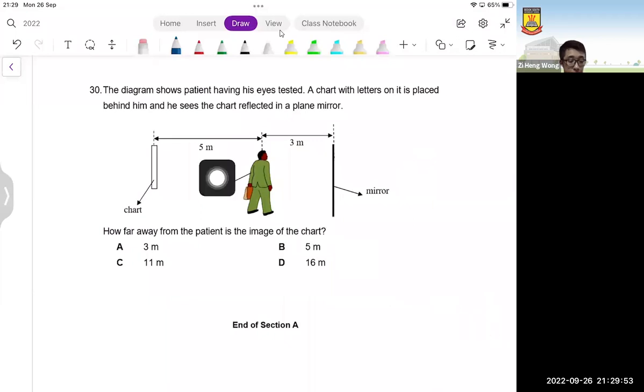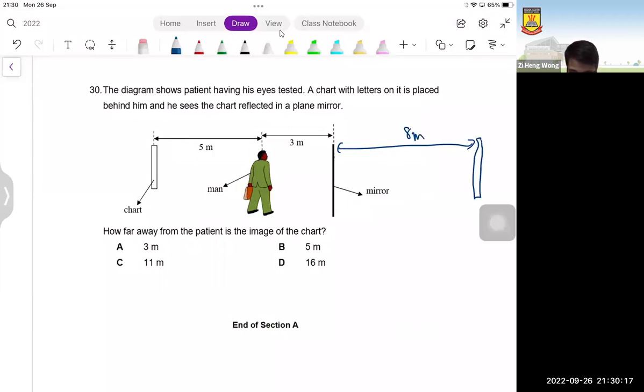Okay, you can see this, the patient has his eyes tested. This is the person, 3 meters away from the mirror. This is the chart. How far away from the patient is the image of the chart? So the chart is 5 meters away from the man, but the image of the chart is actually 8 meters away from the mirror. This is 5 plus 3, so this is 8. They ask how far from the patient is the image of the chart. So this is the image, and the distance between here is 11.